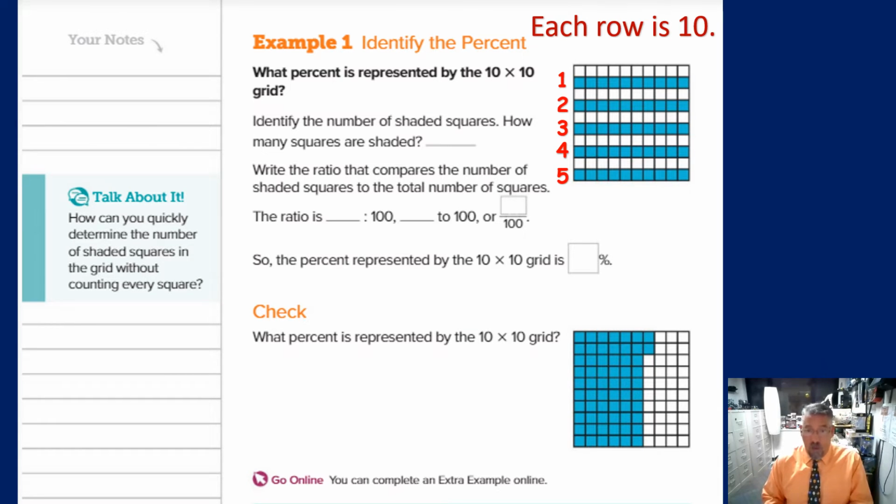Therefore, if there are 5 rows that are shaded and each one is worth 10, then over to the side in your notes you can show that 5 times 10 gives you 50. Therefore, I know there are 50 squares that are shaded.